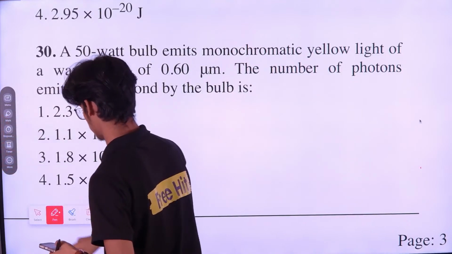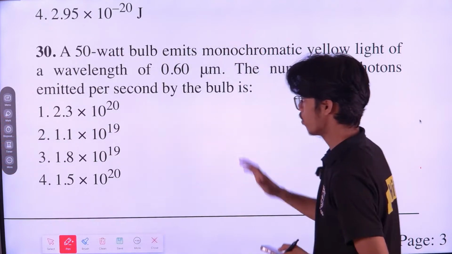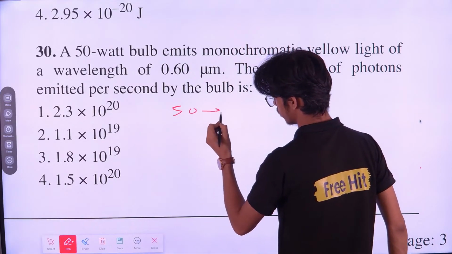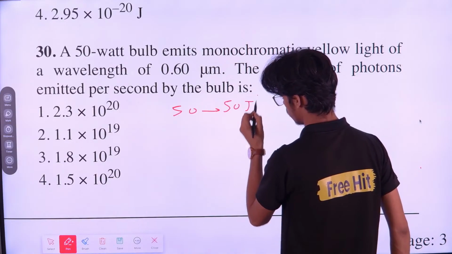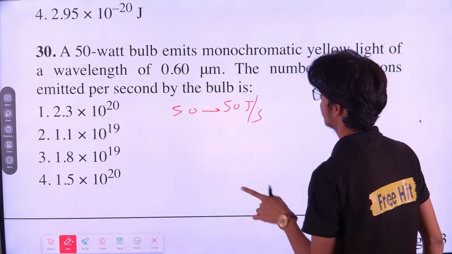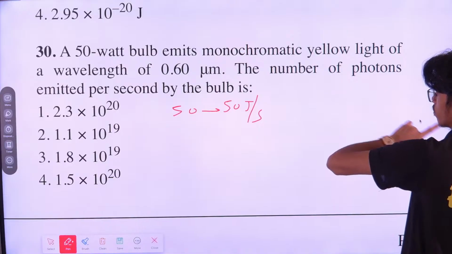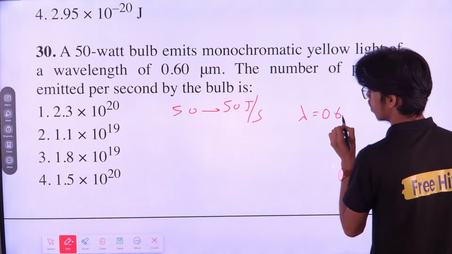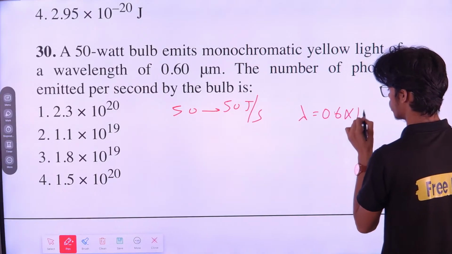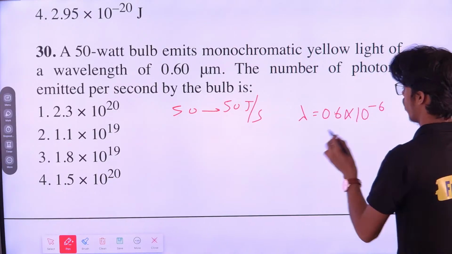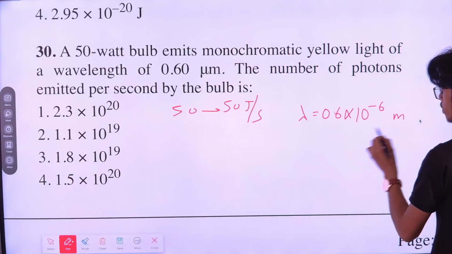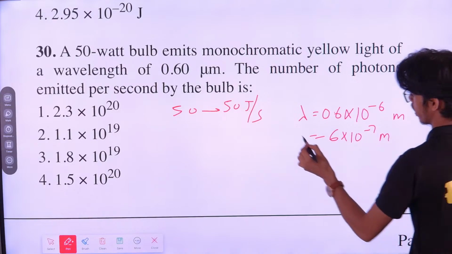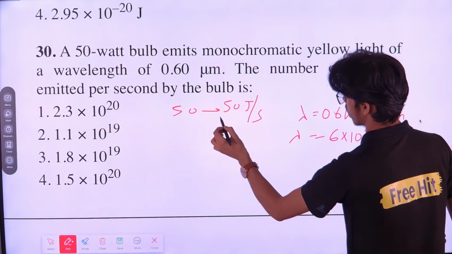Let's understand this question. Now, a 50 watt bulb is there. What does it mean by 50 watt? It means that the bulb is releasing 50 joules of energy per second. It emits monochromatic yellow light of wavelength 0.6 micrometer. So lambda is 0.6 micrometer, it means 0.6 into 10 to the power minus 6 meter. So 6 into 10 to the power minus 7 meter is the value of lambda, and this is the energy released per second.